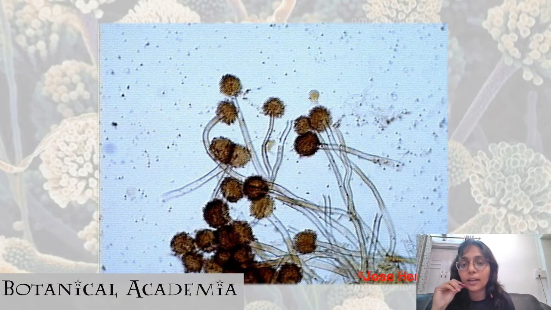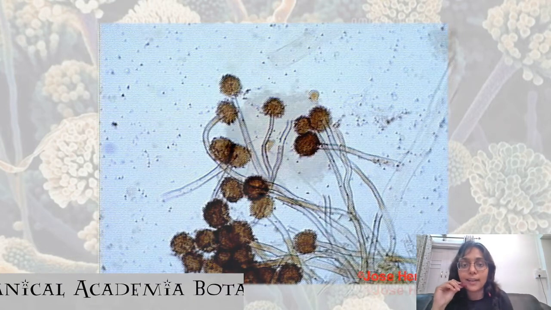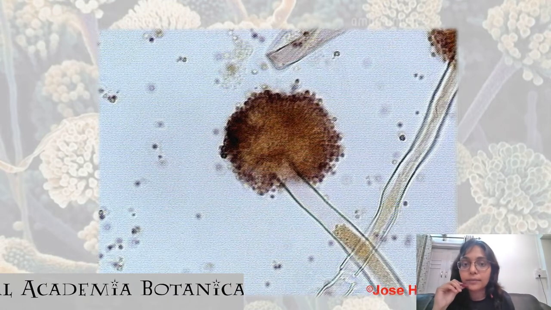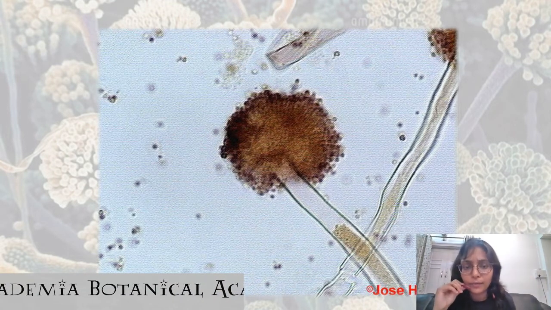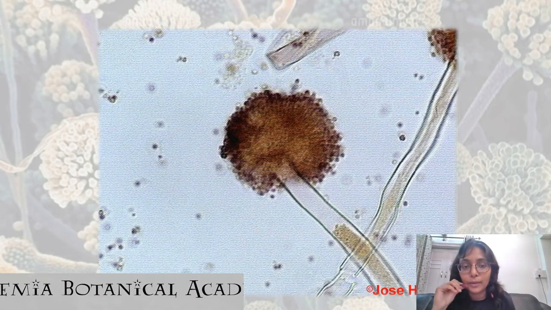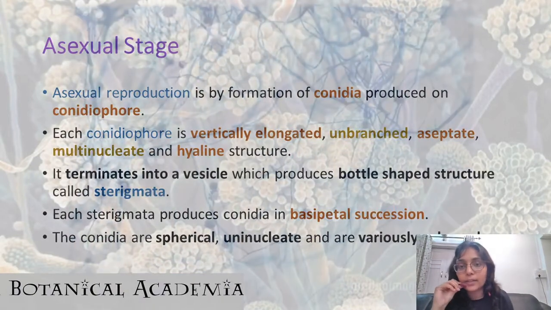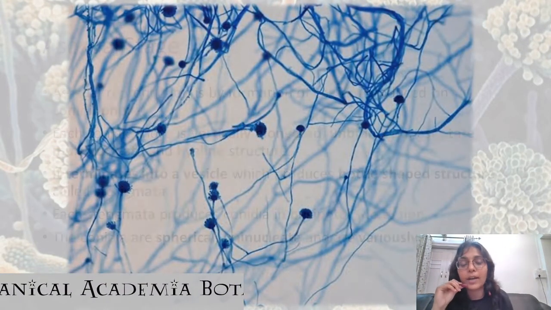So this is Aspergillus under a microscope, under the low power, that is 10x. This is under 40 or 45x, the high power. So you can see a little globular structure at the end of this particular conidiophore. We'll just come to it. This is again a stained slide of Aspergillus.